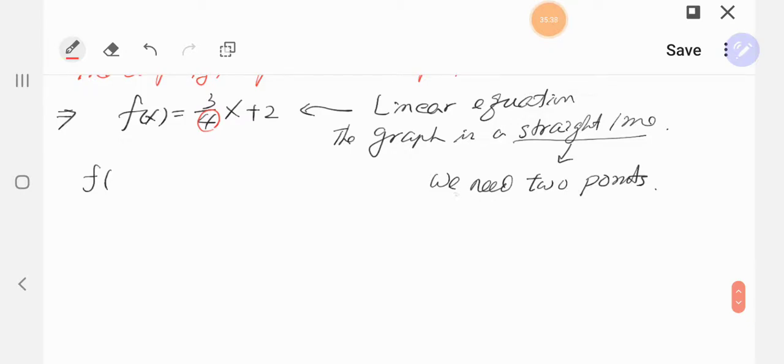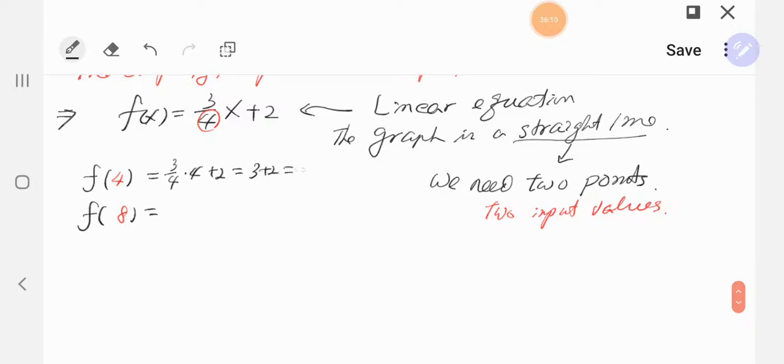So we need 2 points, so 2 input values, right? Make sense? In this case, we will use 4 and 8. Let's use f of 4 and f of 8. Okay, so f of 4 is what? 3 over 4 times 4 plus 2. That is equal to, cancel out 4, then 3 plus 2 is 5.